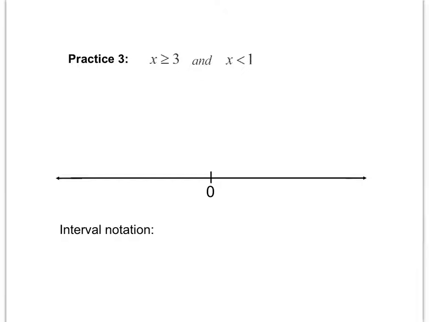X is greater than or equal to 3, and x is less than 1. Okay, you should have found when you made your graphs that x is less than 1, so we have an open dot at 1 and it points to the left. X is also greater than or equal to 3, so we have a closed dot at 3 and everything pointing to the right. Notice that x cannot be both of these. It can't be both less than 1 and greater than or equal to 3, so therefore we have no solution.